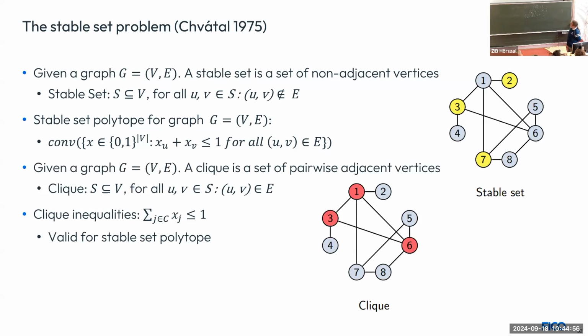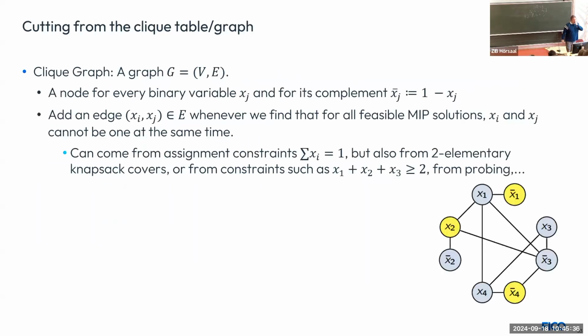So for the stable set polytope, which is the polytope of all stable sets for a given graph, a valid inequality is that, obviously, for each clique in the graph, at most one of the variables can be part of each stable set. So here, whatever a stable set is in the end, for our stable set it's variable 3, but definitely not more than one of these 3 vertices can be in any stable set. Okay, so far so good.